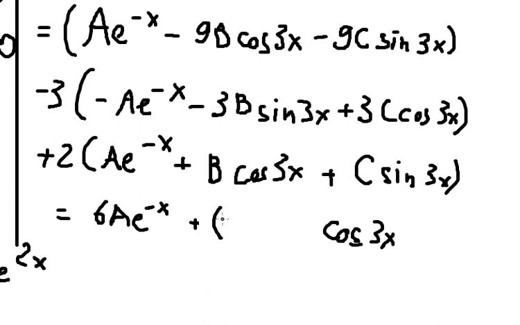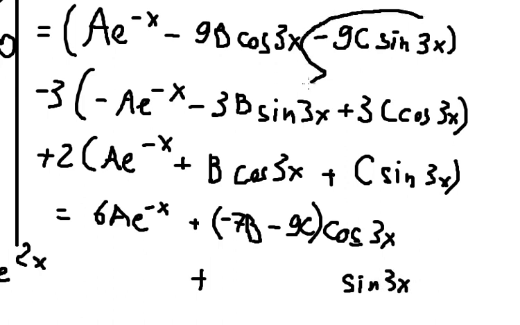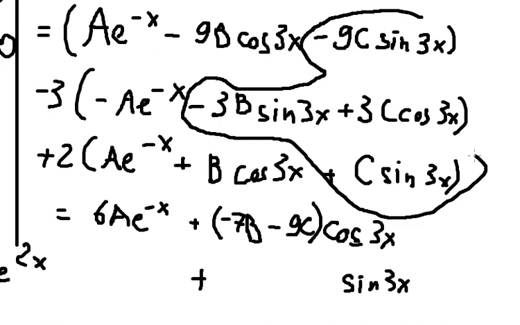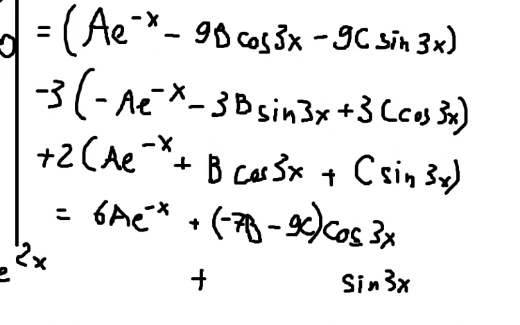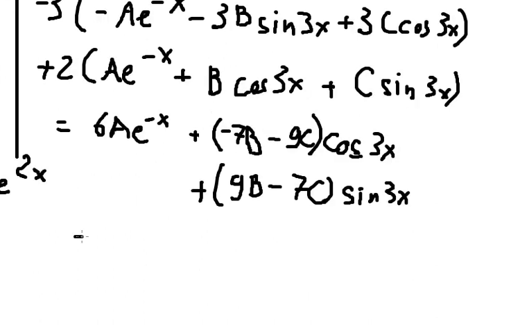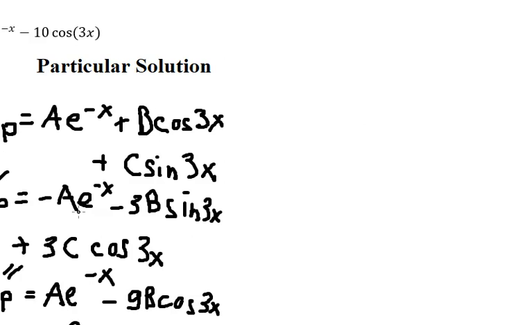So we have negative 7b minus 9c. And the second one is about sine 3s, so that should be this one in here. So we have negative 7c, and the next one, we have positive 9b. So we need to compare coefficients.